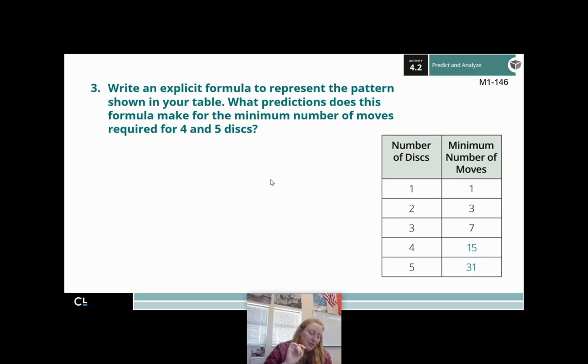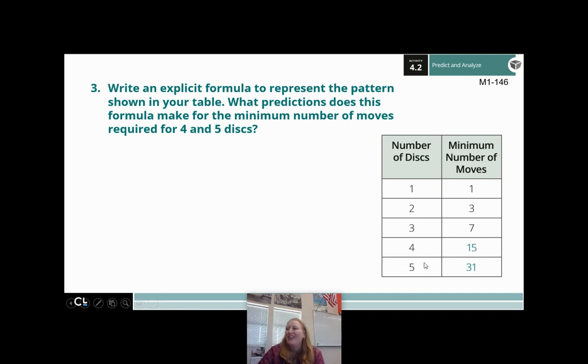All right, so it took me a while to find the explicit formula. I'm not gonna lie, it did not just happen. I had to put some work into that mess. So I realized that 2 to the 1 power is 2, minus 1 would be 1. 2 squared would be 4, minus 1 is 3. 2 cubed is 8, minus 1 is 7. 2 to the 4th power is 16, minus 1 is 15.